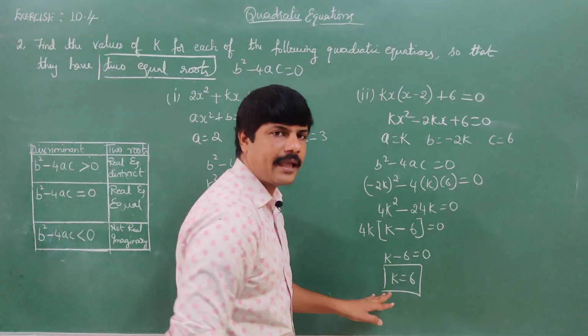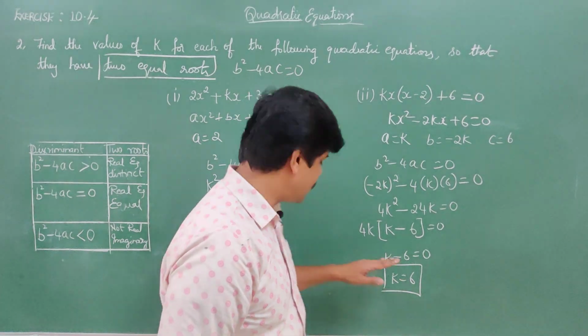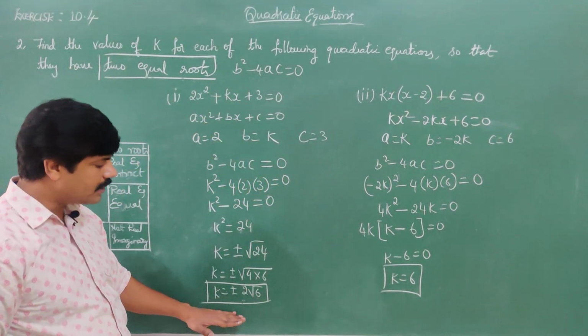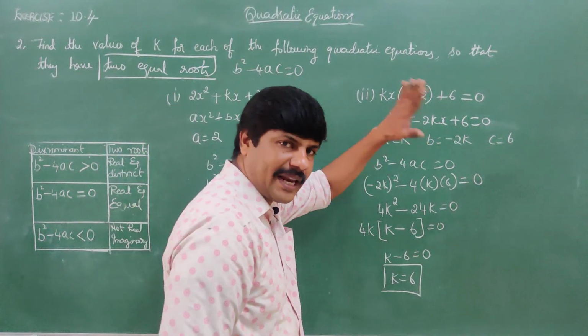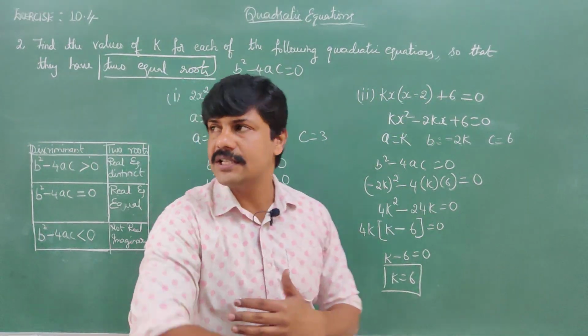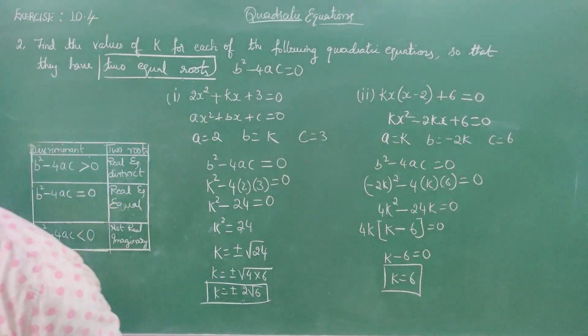What is the value of k here? The k value is 6. In the previous equation the k value is plus or minus 2 root 6. Here the k value is 6. Very important. Understand? Now directly we'll jump into the next question.